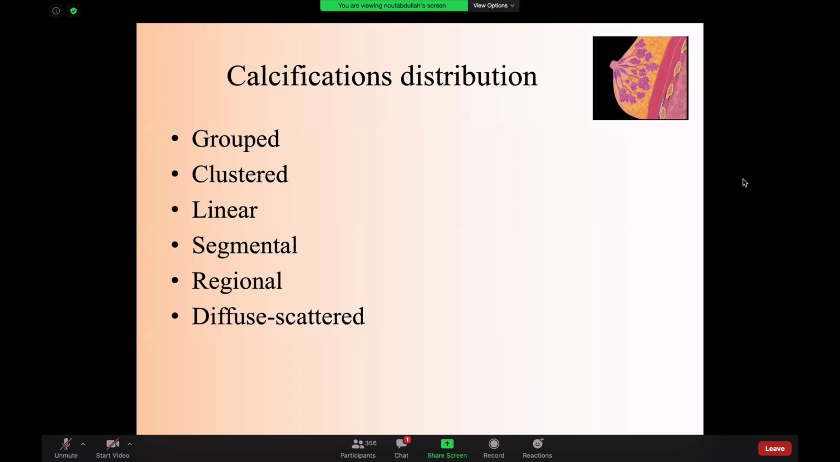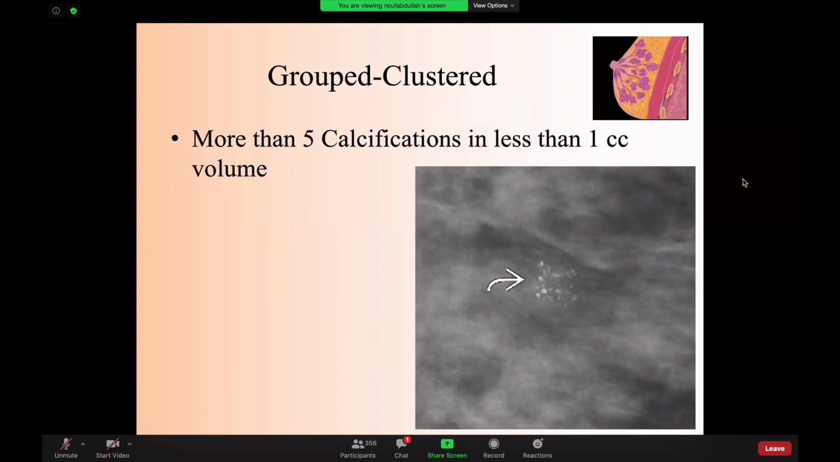Now we will talk about the distribution. These are the descriptive terms that you need to memorize, guys. Grouped or clustered, now we use only grouped. Linear, segmental, regional, diffuse, scattered. As I said before, diffuse scattered is benign, BI-RADS 2. Regional could be benign or malignant. Segmental and linear are usually malignant. Grouped or clustered could be benign or malignant, depending on the morphology of the microcalcification.